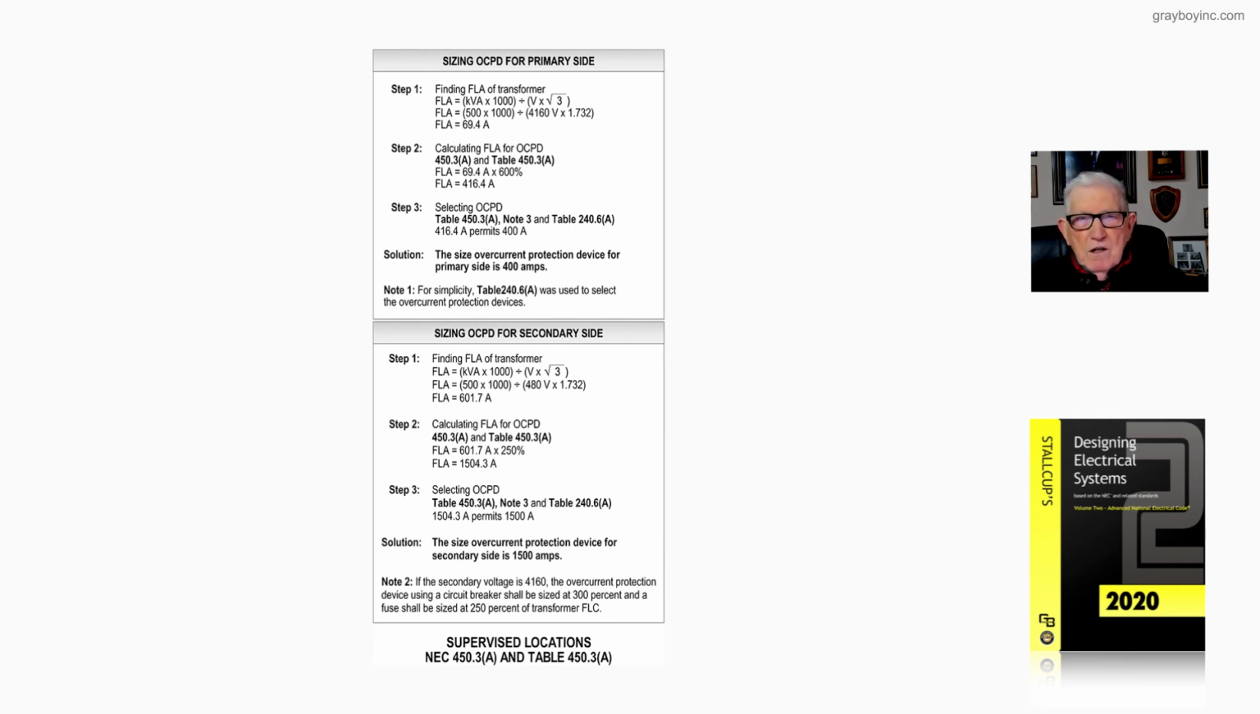we couldn't round up. We'd have to round down from the 1,504.3 to 1,500. So the solution is a size overcurrent protection device for the secondary side is 1,500, but for the primary side is 400 amp. So that's what this illustration 20-8B is illustrating.